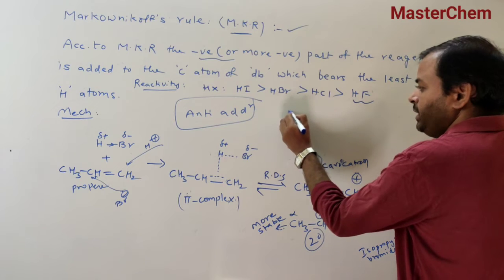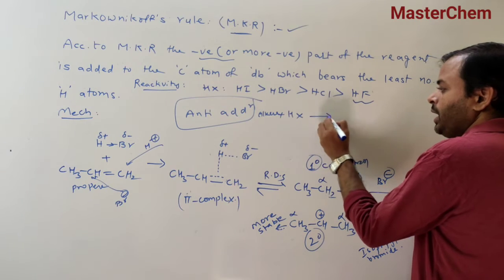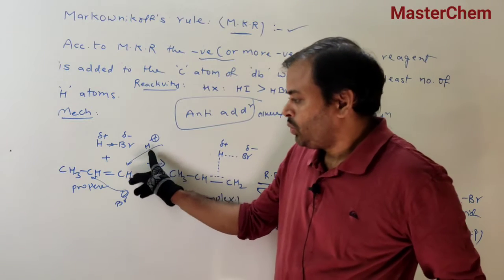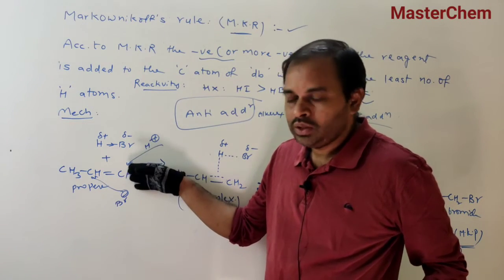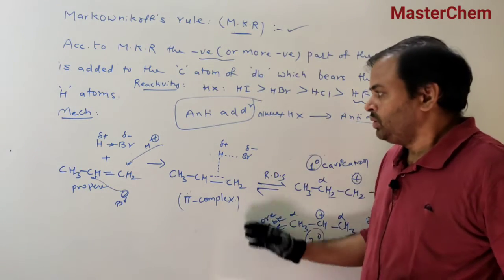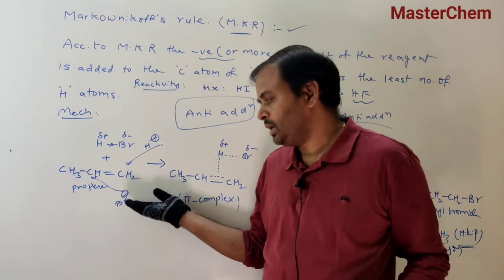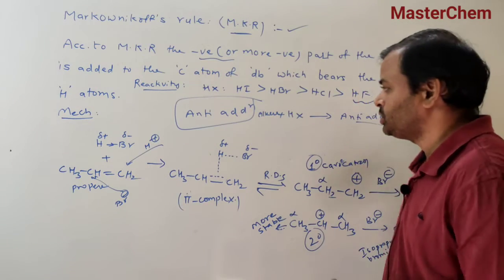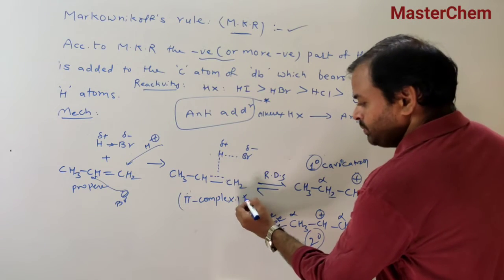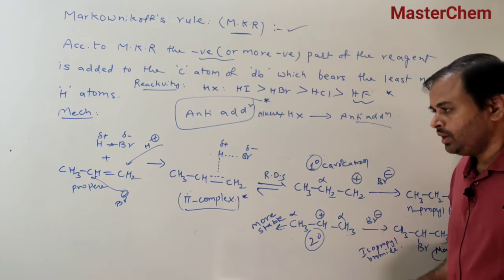Addition of HX to an alkene is anti-addition. What is meant by anti-addition? One group attaches to the double bond from the top side and the other attaches from the bottom side. That is said to be anti-addition. If both come from the same side, that is syn addition. But in this case, it is anti-addition. So remember this point, along with the reactivity order and the pi complex. Formation of the pi complex only leads to the formation of primary and secondary carbocations.